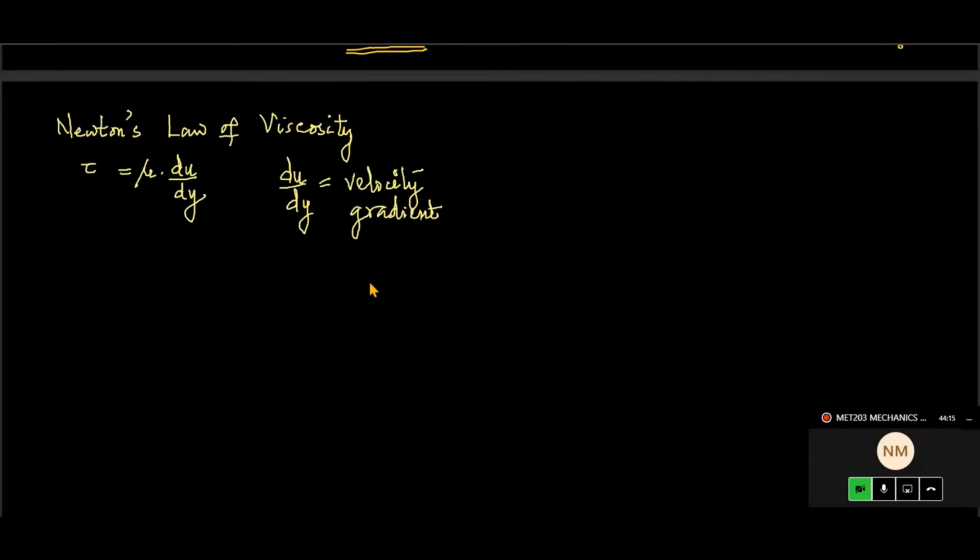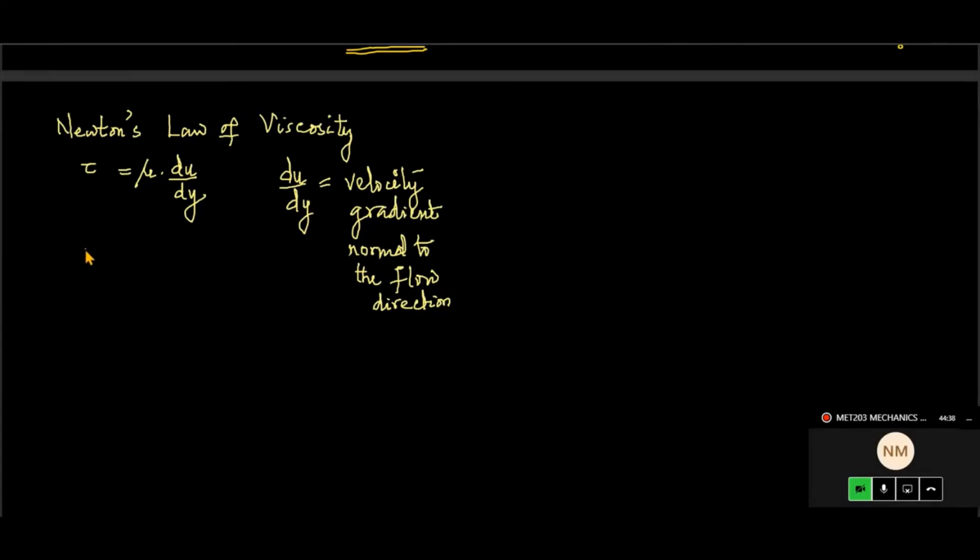Whereas the flow is in the x direction. The velocity gradient we are taking normal to the flow direction. Okay, so du by dy. And for this shear stress, now we have an expression.